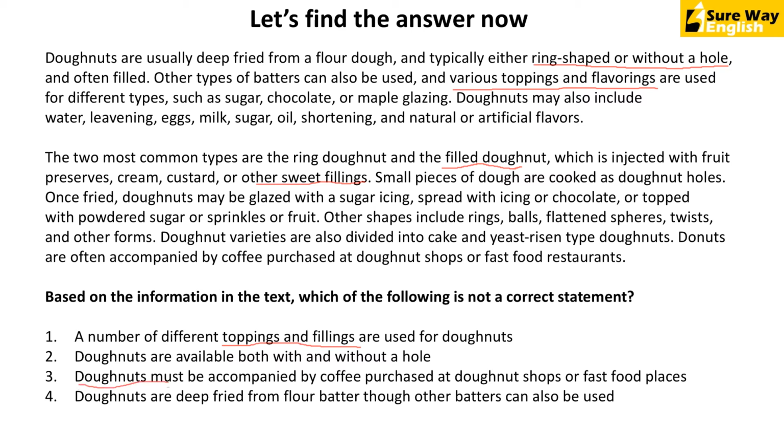Third, donuts must be accompanied by coffee, purchased at donut shops or fast food places. Now the last statement in the passage says donuts are often accompanied by coffee purchased. At first glance, if someone is in a hurry, they will say, yeah, it really matches all the words. So this is also a correct option. But the difference is here it's saying often accompanied, and here it says must be accompanied. So that's a big difference, right? So that means this option is not a correct statement, and that's why that's the option that we will pick.